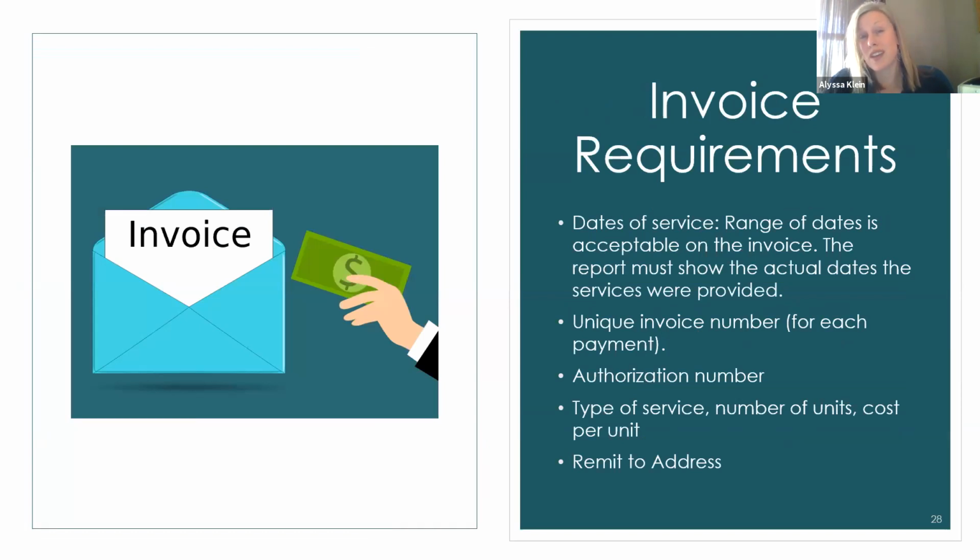The requirements for invoices are as follows. For dates of service, a range of dates is acceptable on the invoice. However, the report must show the actual dates the services were provided. They must all include a unique invoice number. They must reference the authorization number. They must list the type of service, number of units, and the cost per unit. And they also must list a remit to address.